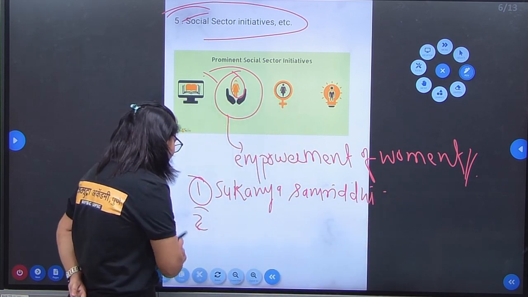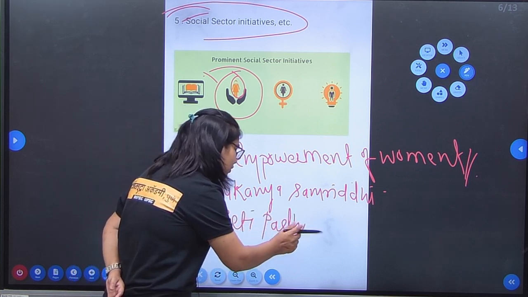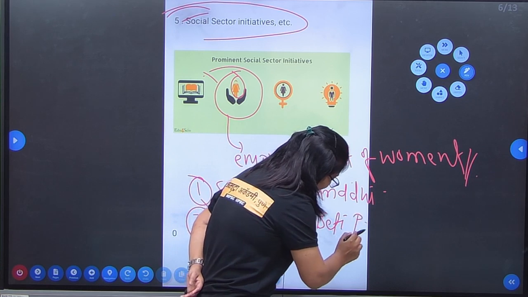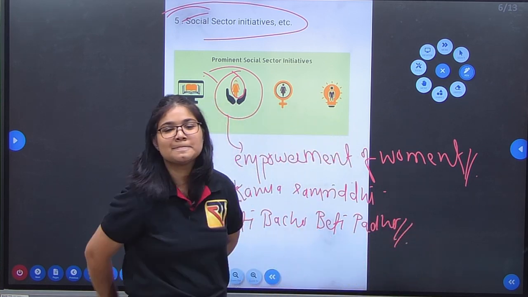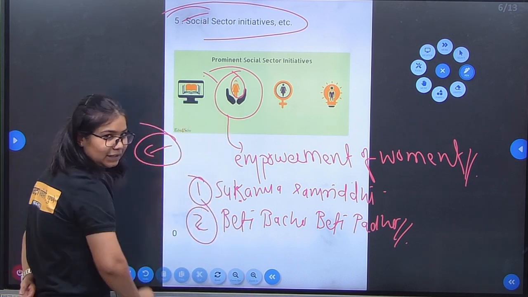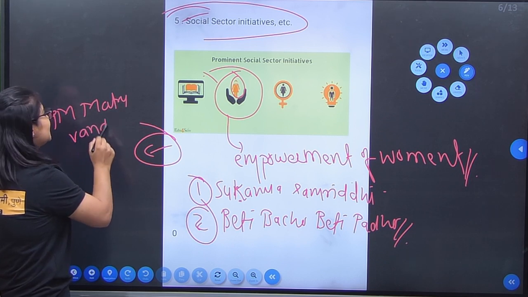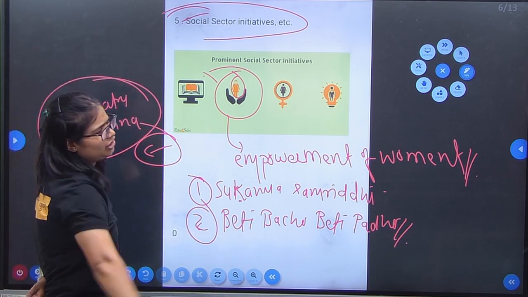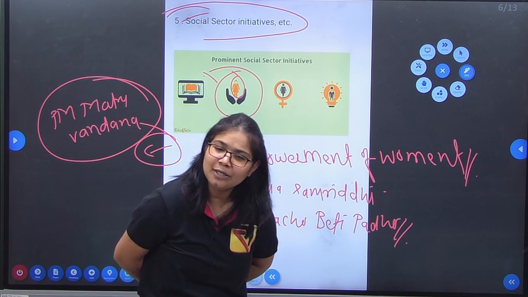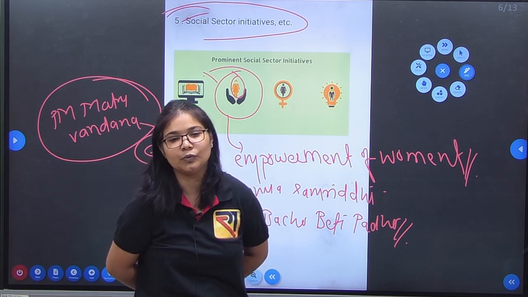Then there is a scheme you must have heard about, Beti Bachao, Beti Padhao. We have to discuss it. There is another scheme for mothers, the Pradhan Mantri Matru Vandana Yojana. We have to discuss it. In short, for the protection and empowerment of women, what are the different mechanisms being used by the government of India or the government of Maharashtra, we have to discuss thoroughly.